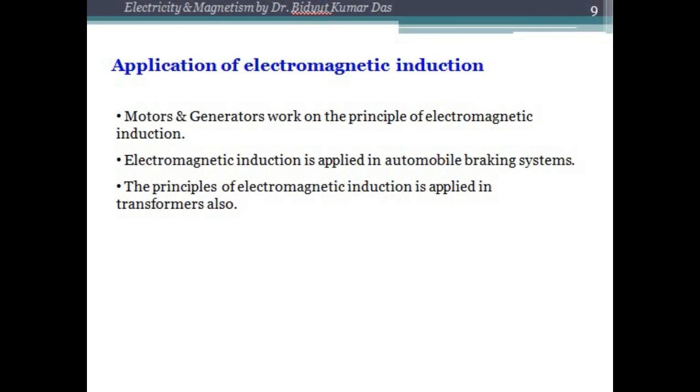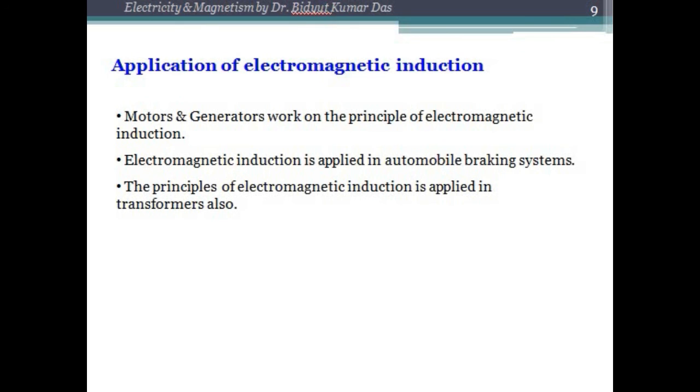Now let's discuss the applications of electromagnetic induction in science and the technological field. The phenomenon of electromagnetic induction is used in a variety of instruments which we use in our day-to-day life. For example, motors and generators basically work on the principle of electromagnetic induction.